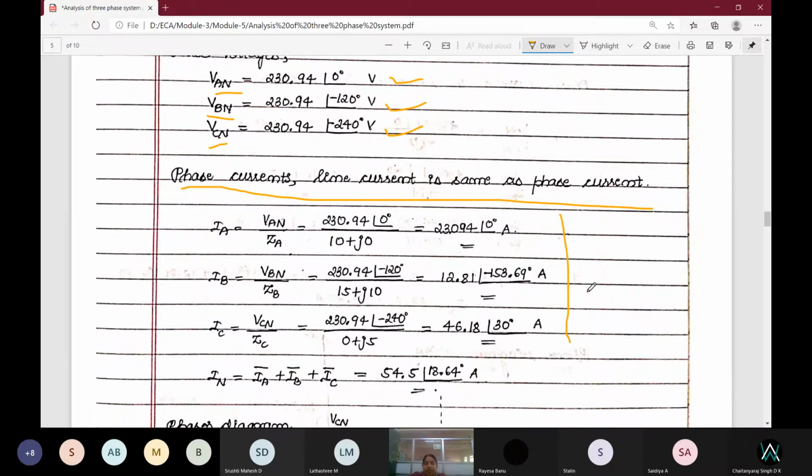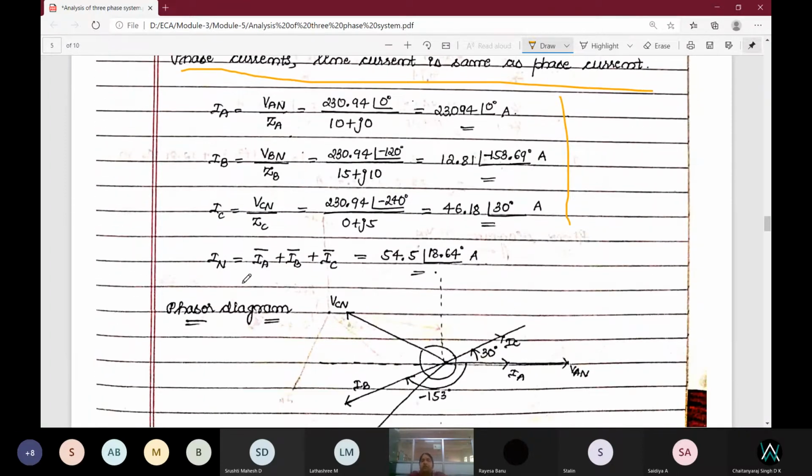Next, if you want, you can find the neutral current. Neutral current is nothing but the sum of the line currents, that is IA, IB and IC. Just add all three and write the sum here. See here, the formula written is of line current only, IA, IB and IC. Line current and phase current are the same, so if you find the line current, it is like finding the phase current only.